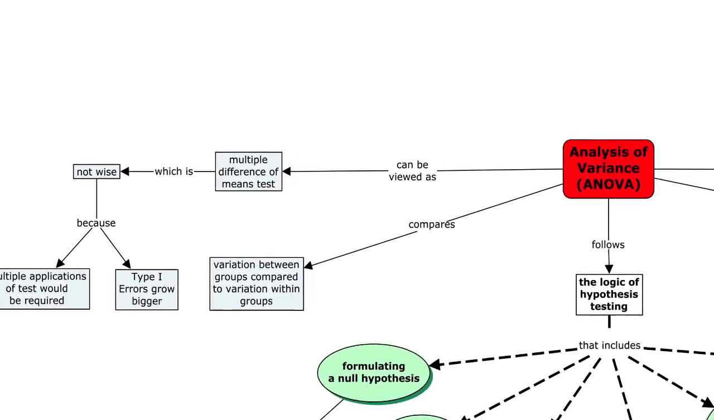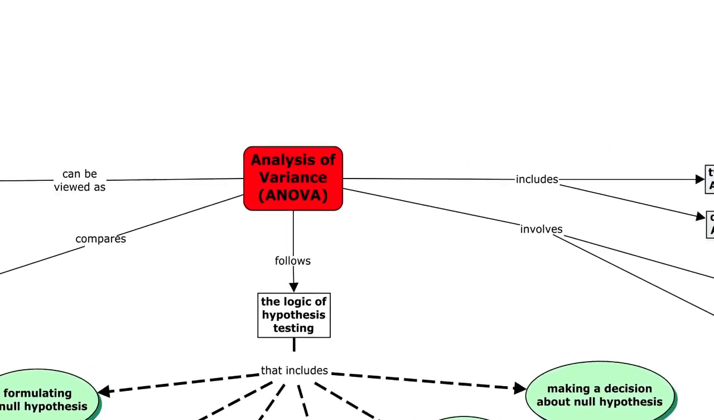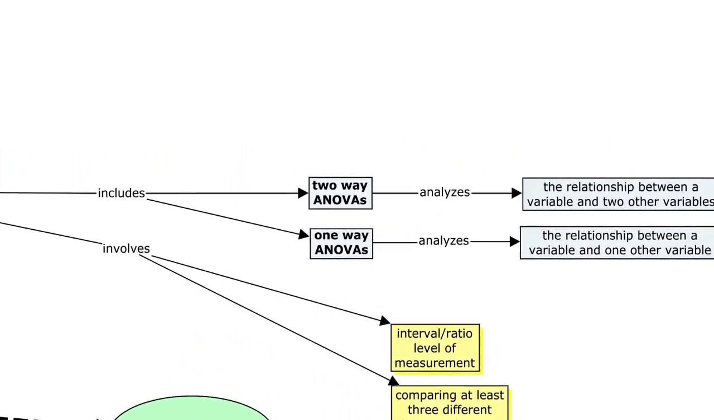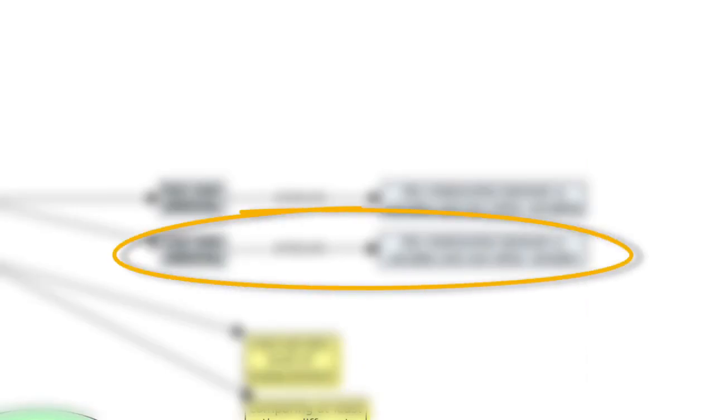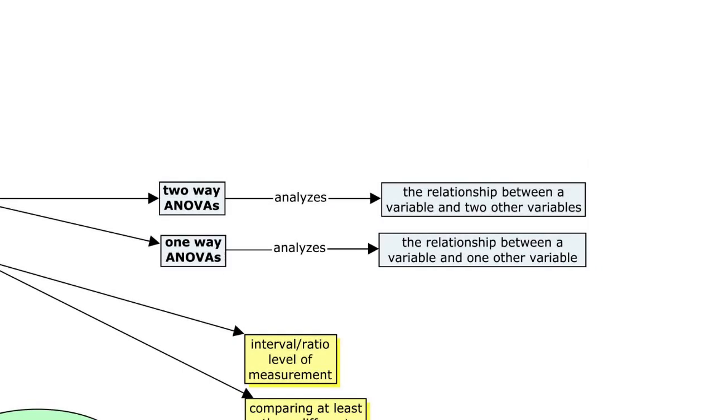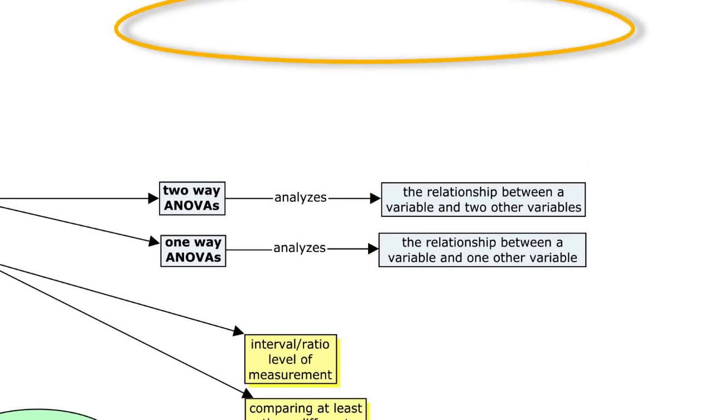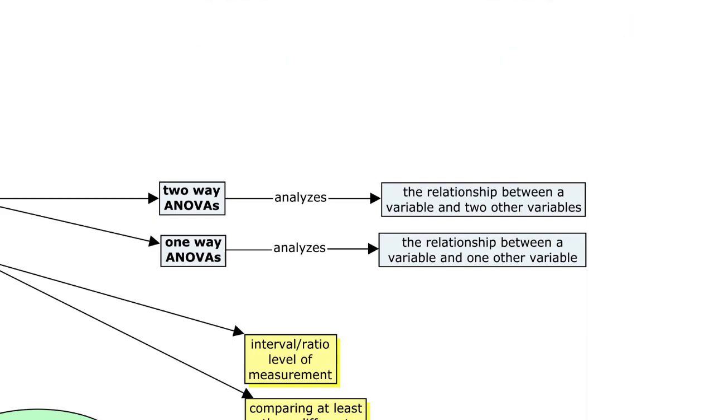For this course, we are only going to pay attention to one kind of analysis of variance, or an ANOVA. And so we are going to look at what is referred to as a one-way ANOVA, which analyzes the relationship between one variable and another variable. Two-way ANOVAs analyze the relationship between a variable and 2 other variables, and we're not going to pay attention to that here. But just keep note that there are many different kinds of ANOVAs that one might do.